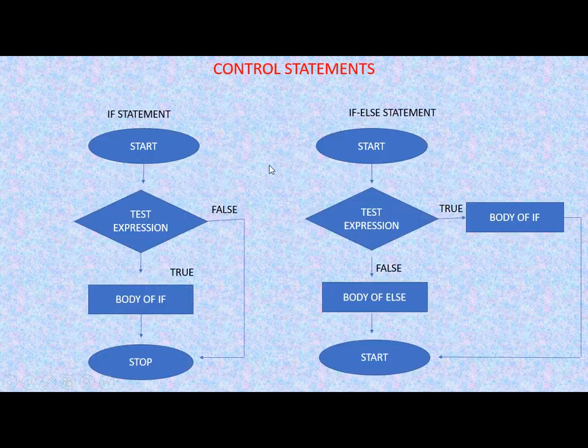Here we have the flow chart of if and if else. Here you can see for the if statement that if the condition is true, then the body of if will be executed, otherwise the program will come out of the loop. And here for the if else statement, if the condition is false, then the body of the else part will be executed, otherwise the body of the if part of the program will be executed.